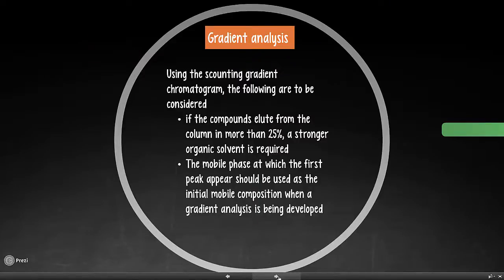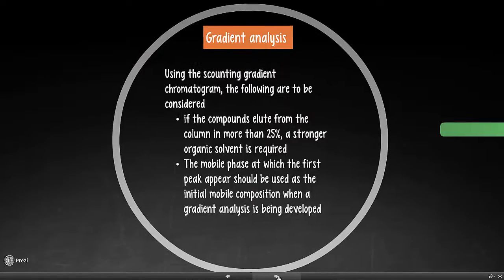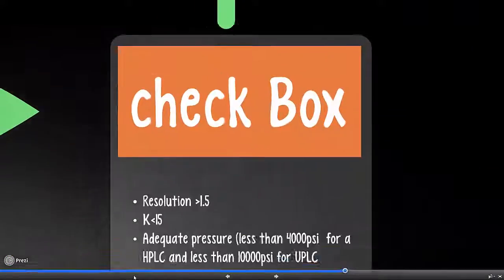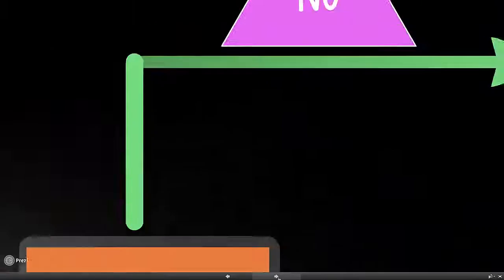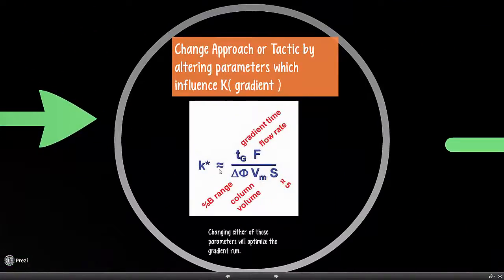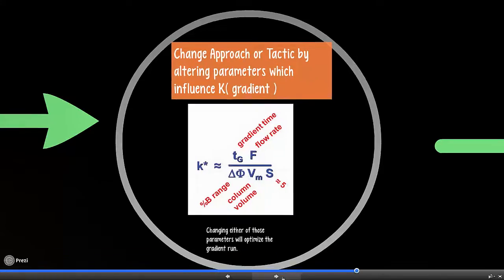So let's now move to when gradient method is the only possible way. We can do gradient analysis. Our checkbox again, this is what we're gonna look at to see if the conditions are met. If these conditions are not met, we look for ways to optimize K, and this is K from the gradient analysis, which is calculated by this equation, and we can change these parameters to optimize it.